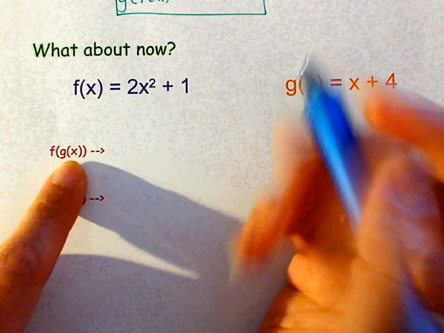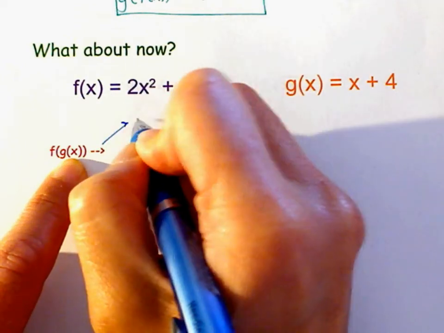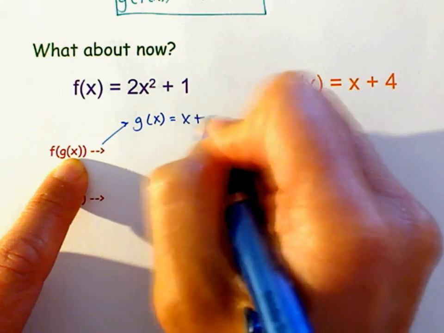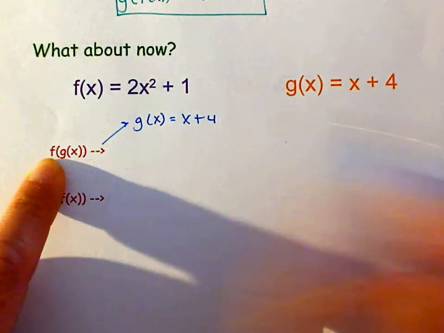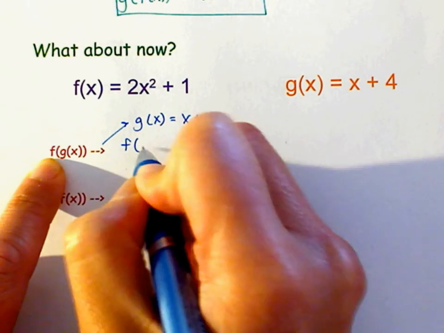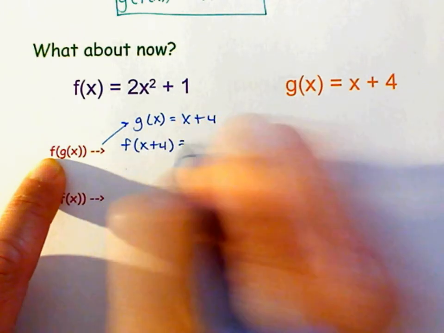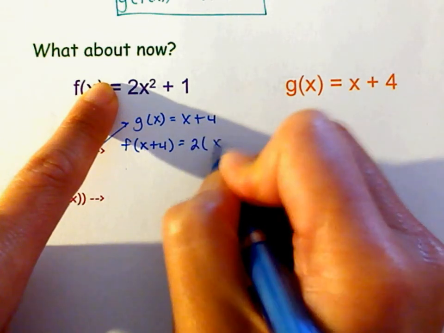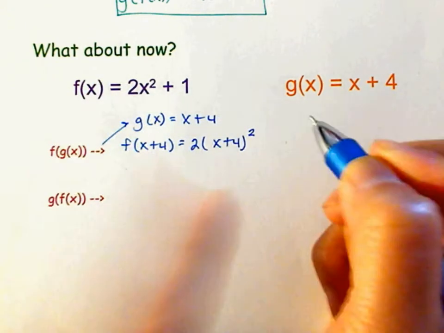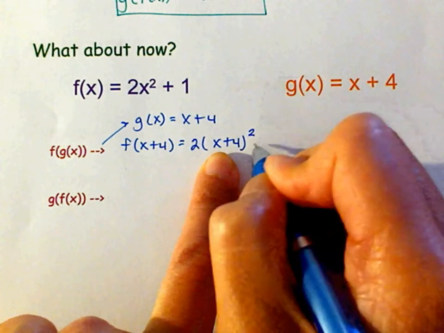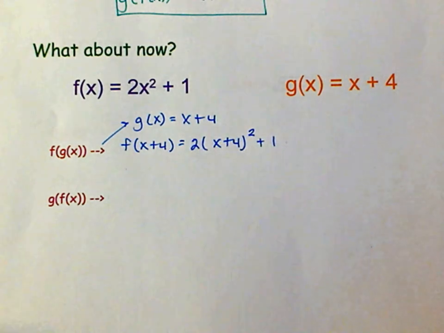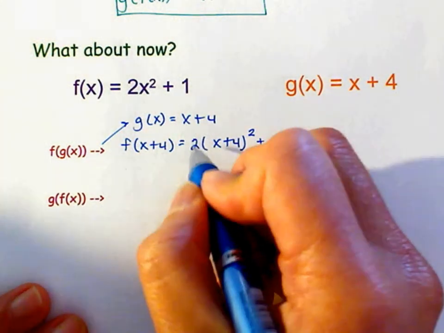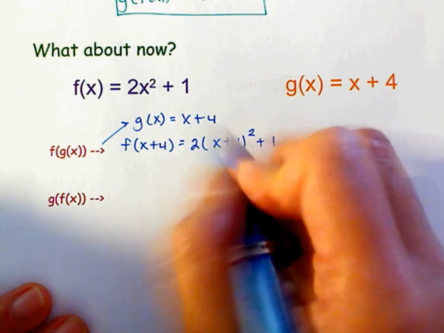All right, now let's go somewhere we have exponents, okay? So don't forget to distribute. Okay, here we go. I have my first function, g of x. I'm going to do it up here, okay? So g of x is equal to x plus 4. Next is your f. Wherever x is, I am now going to substitute x plus 4. So 2 times x plus 4 squared, notice how I put that in there, plus 1, okay?